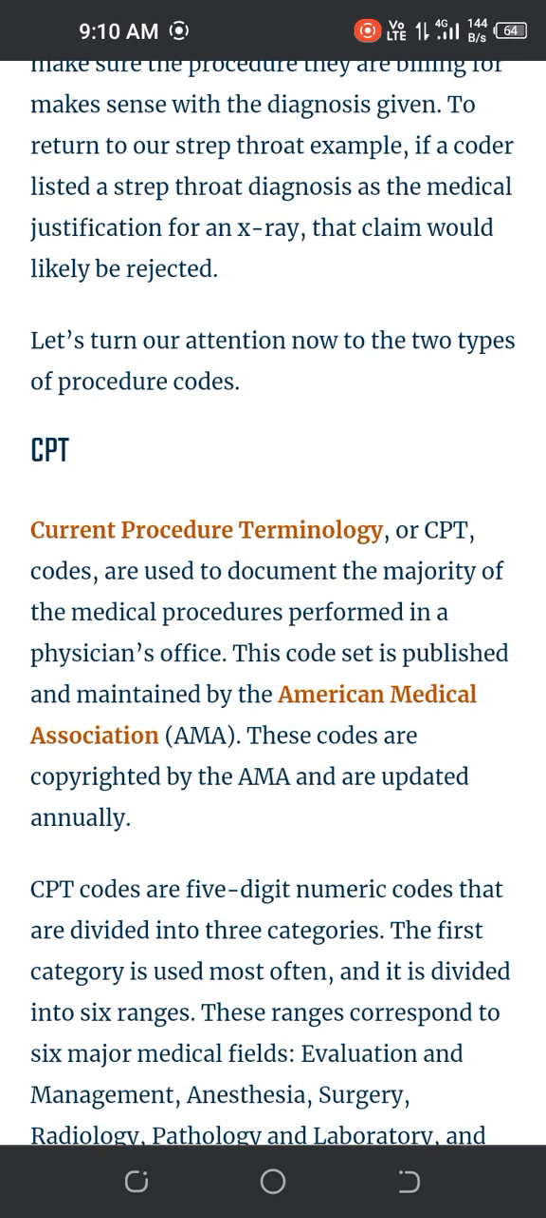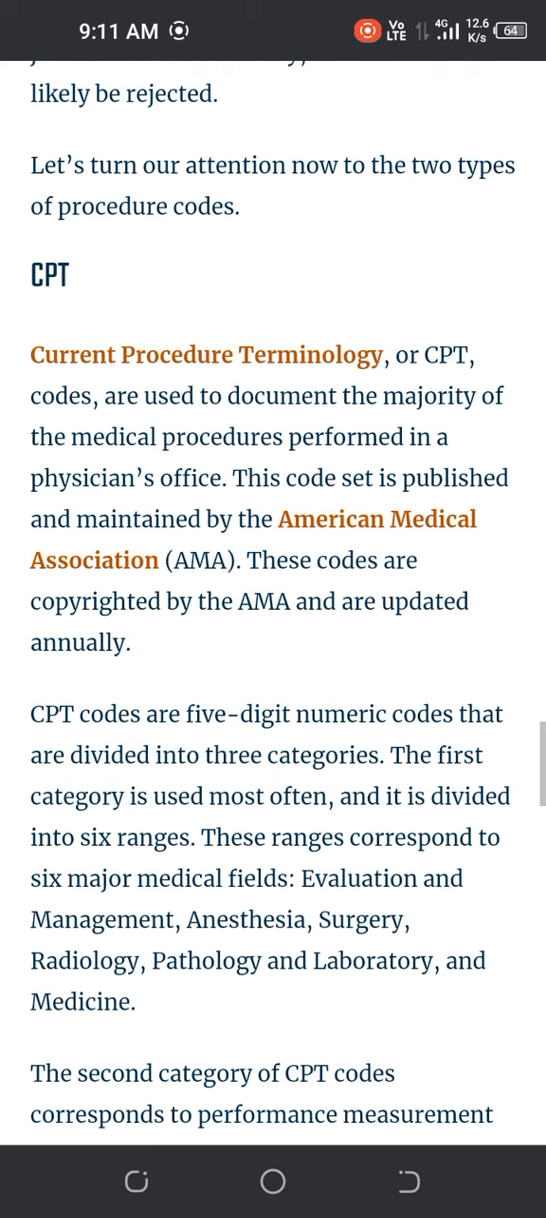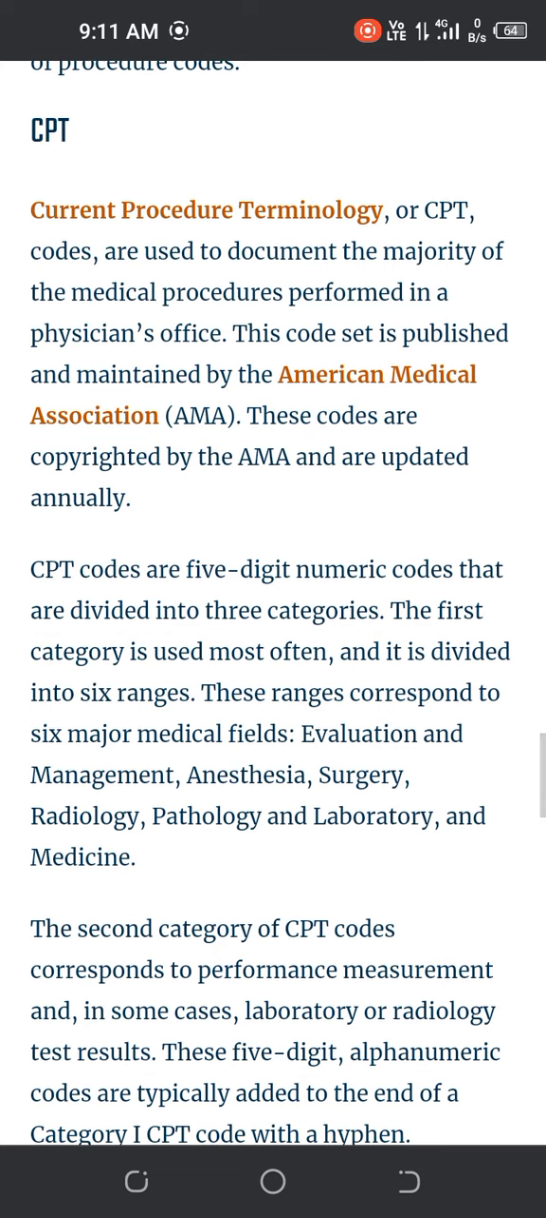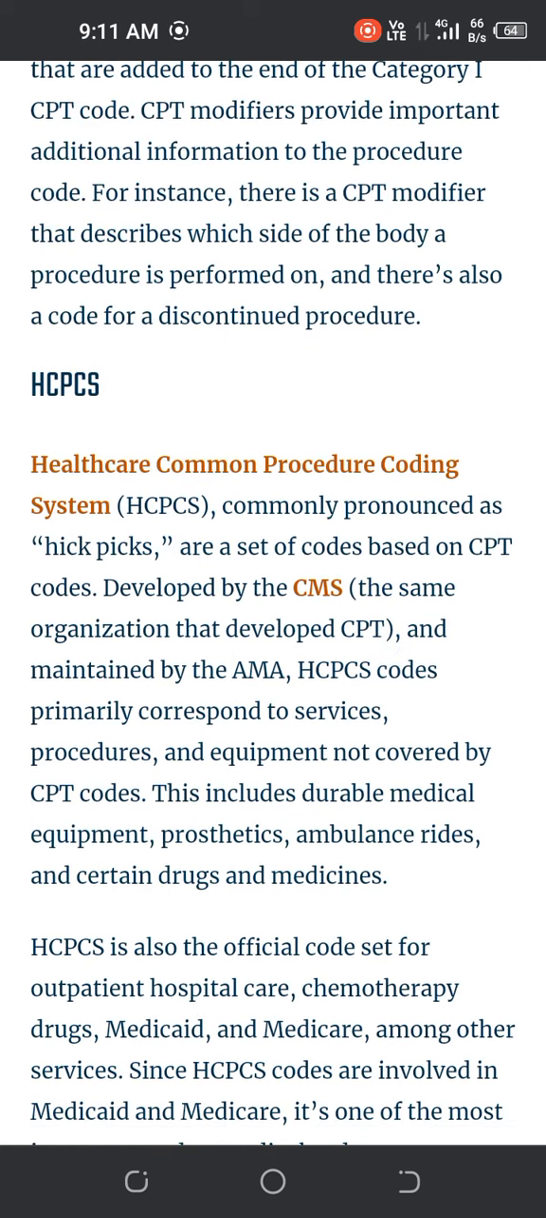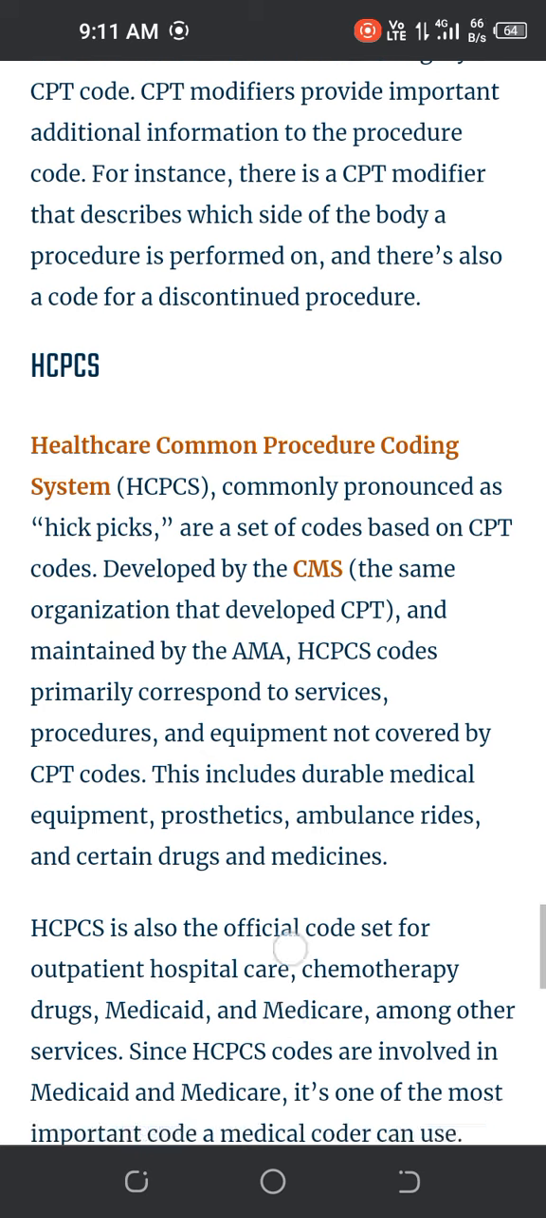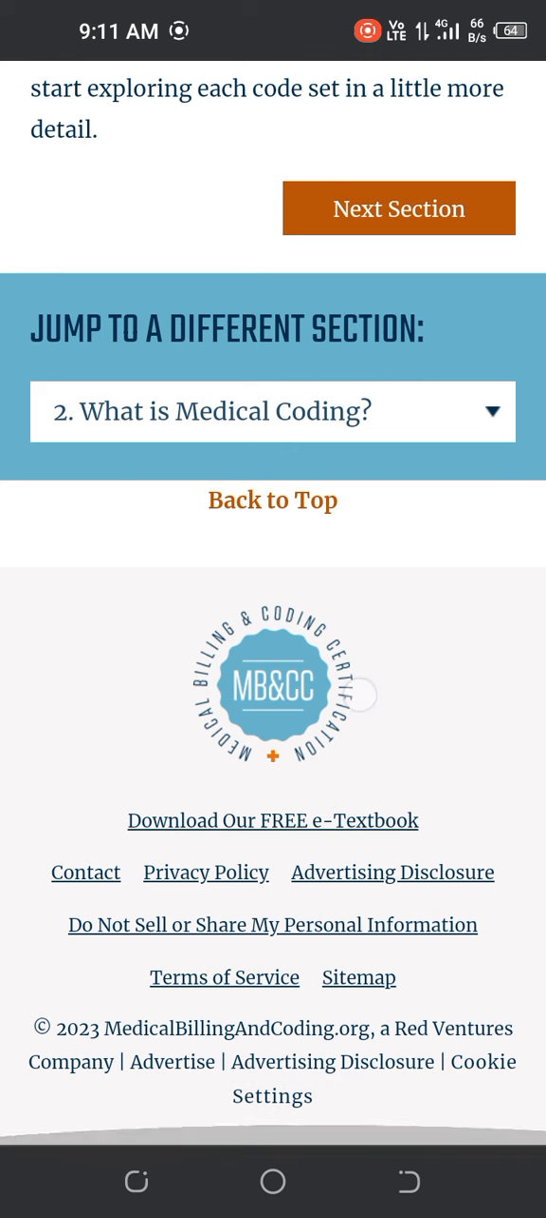Another is CPT. Current Procedural Terminology, or CPT codes, are used to document the majority of the medical procedures performed in a physician's office. This code is published and maintained by the American Medical Association, AMA. So here is the third, HCPCS, Healthcare Common Procedure Coding System, commonly pronounced as HCPCS, are a set of codes based on the CPT codes. So here are all three types of medical coding.